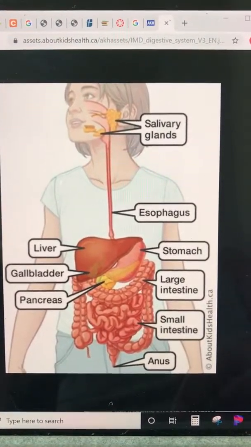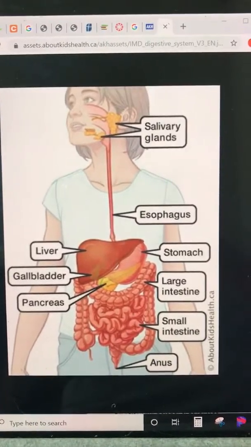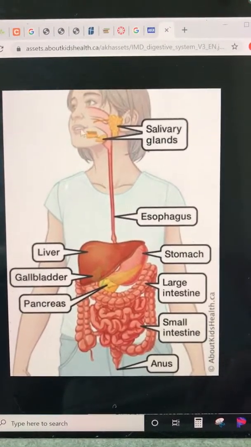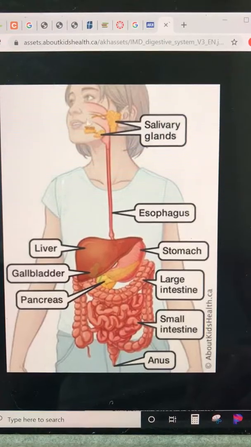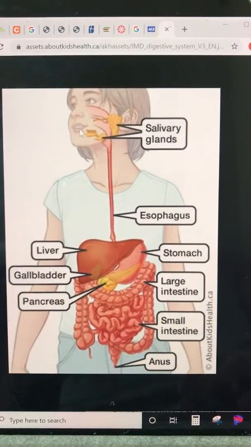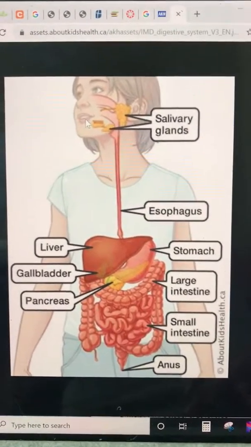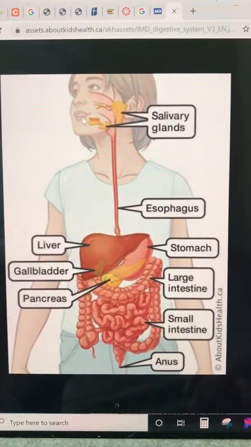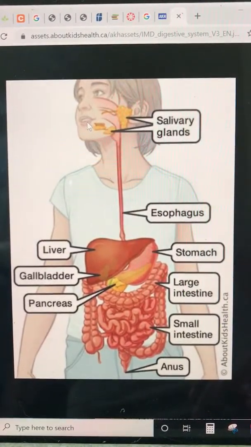Okay, so to start, if I were to eat a cheeseburger, first it would be broken down mechanically, and so that would occur here in my mouth. So my teeth and my tongue would work to break the food apart into smaller units to make it easier to swallow.